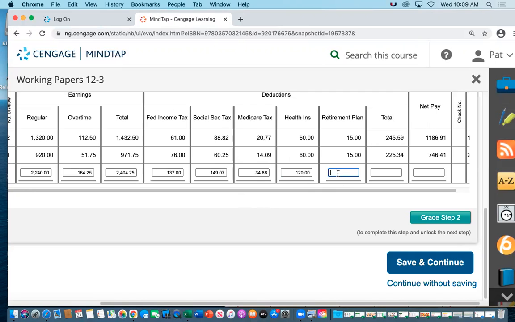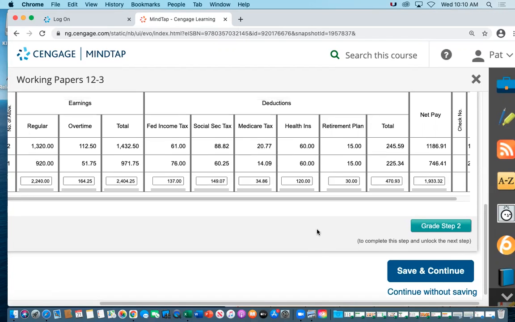Health insurance is 120 and 30 for retirement, right? Hopefully we can figure those two out. We add these two numbers up, and you get $470.93. We add up the two net pays, and we get $1,933.32. Another way of double checking that net pay is you add up these two net pays, but then you can also take total earnings minus total deductions to double check that the number equals.